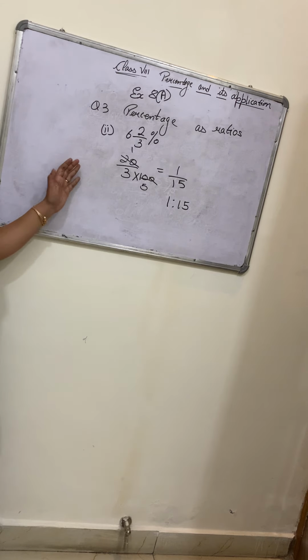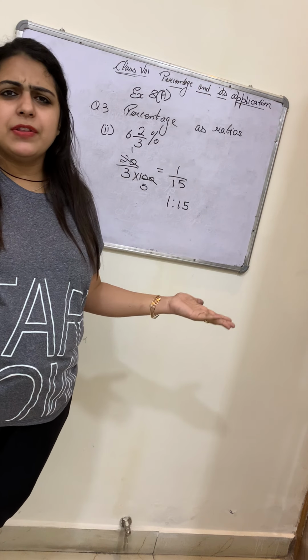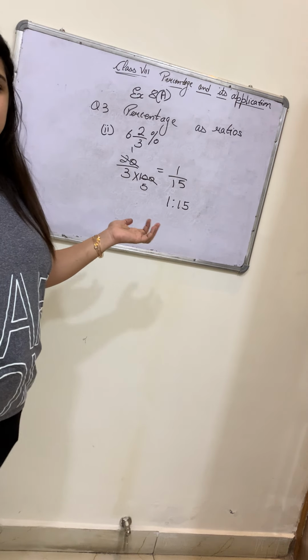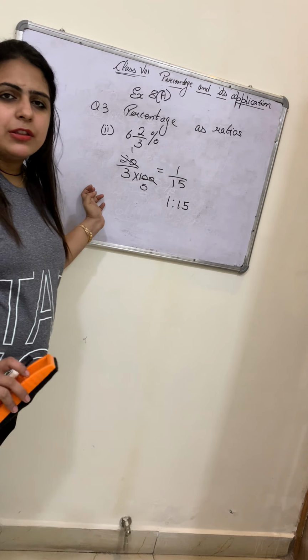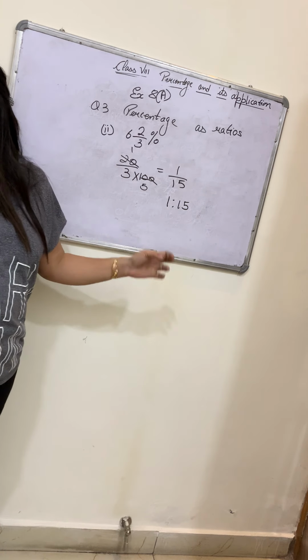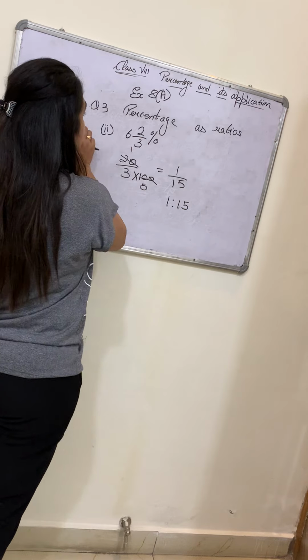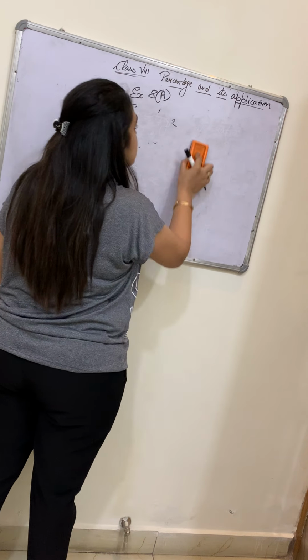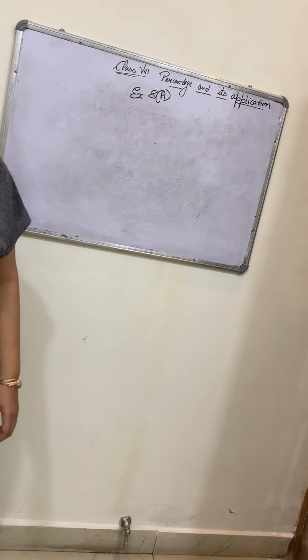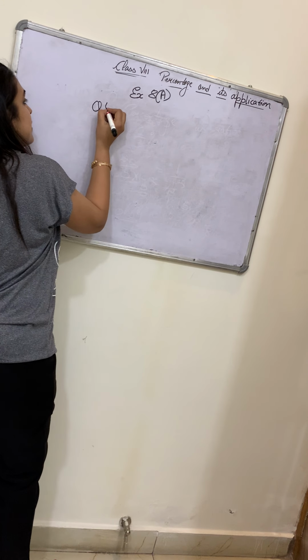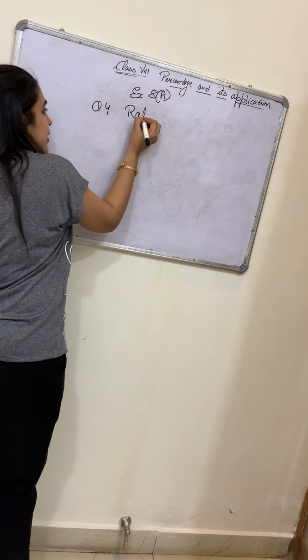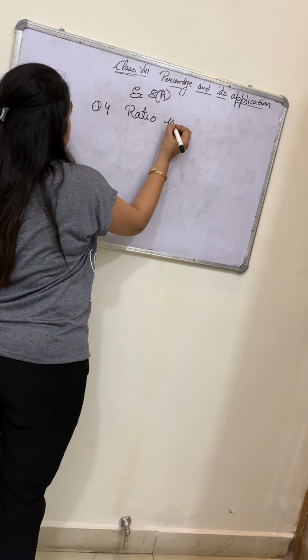I'm explaining one part. It is very simple. You can do all other parts. 4 parts are there in each question. It is very simple. You can do all other parts very easily. Next is question number 4, that is changing the ratio into percentage.